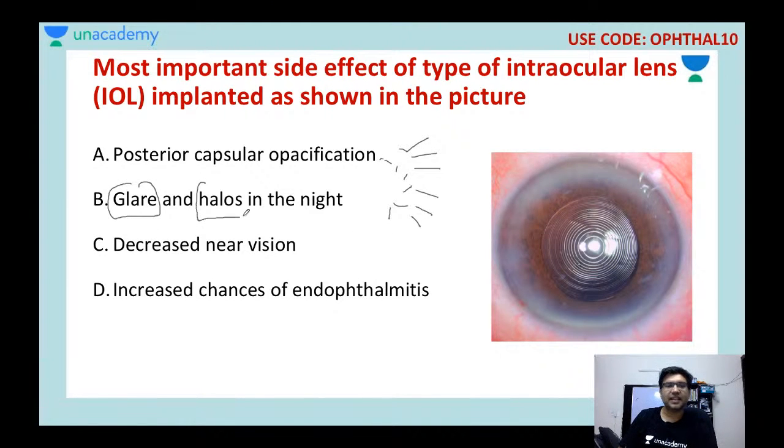Now these glare and halos are more common in the night. Why in the night? Because in the night there is dark, and in the dark there is dilation of the pupil. Okay, and when the pupil becomes dilated, more and more rings come in front of the light. Are you getting my point, Raj, Pooja? So more and more rings come in front of the light, so there is more glare and halos in these type of patients. Okay, so tell me here, what is the component?